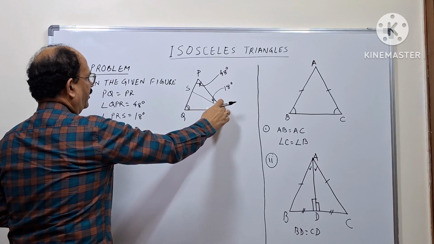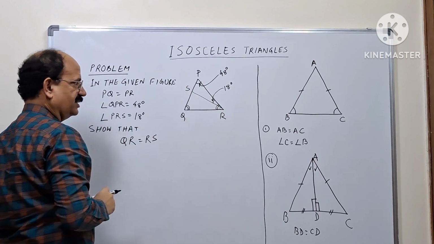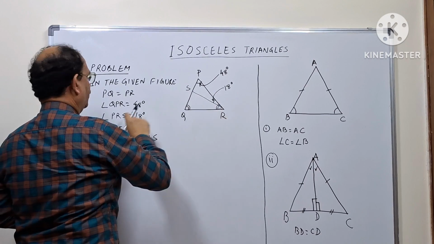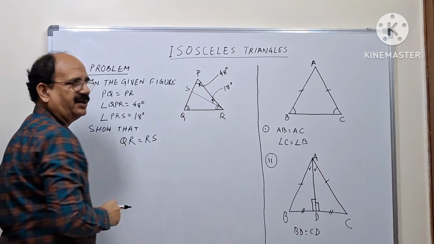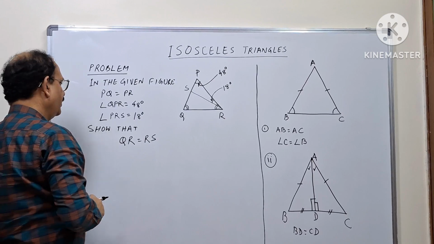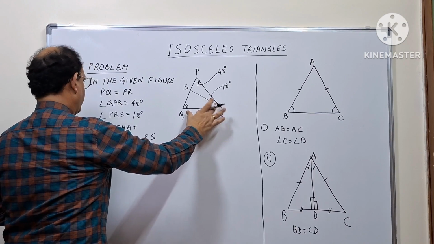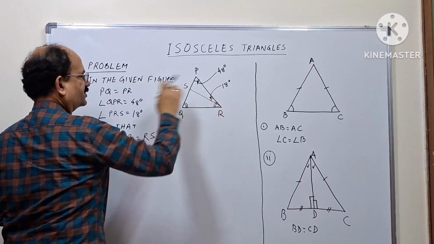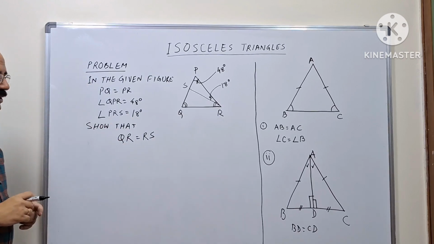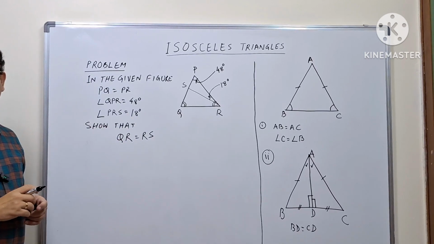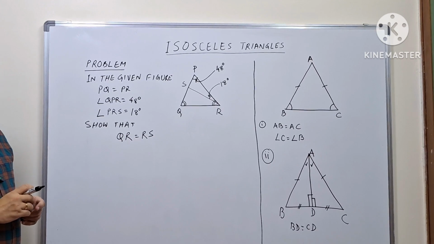There is a line drawn from R to S, and this angle PRS is 18 degrees. Okay. What we have to prove is that this side QR is equal to RS. Okay. So let us see how we use the property of isosceles triangle and prove this.